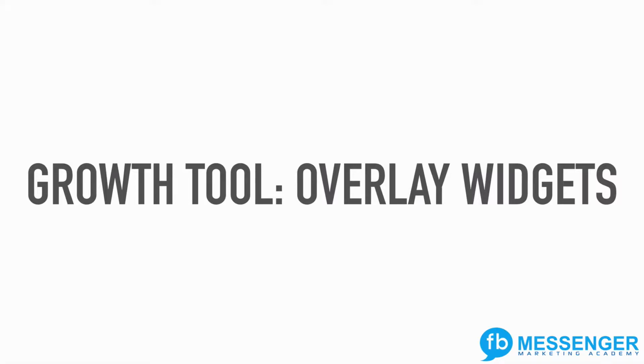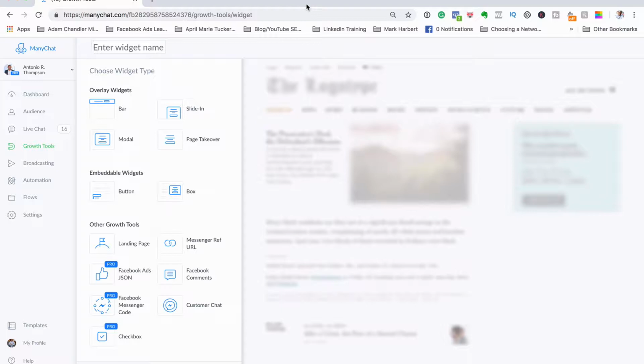So let's talk about the growth overlay widgets. Overlay widgets are very similar to an email opt-in form. Basically, these are shown on your website and they either drop down, take over the entire page, or slide in on the website. So let's take a look at the first one, the bar.